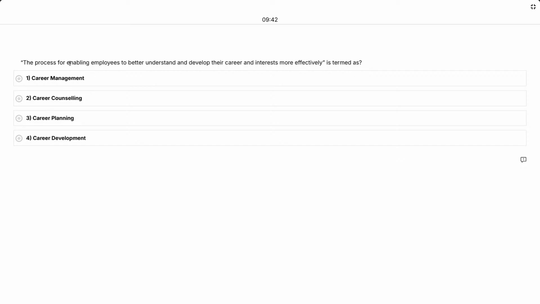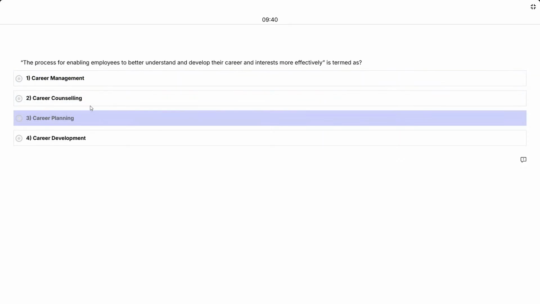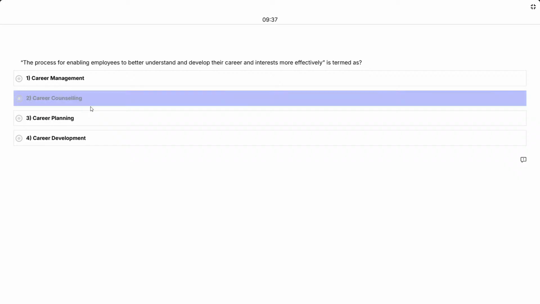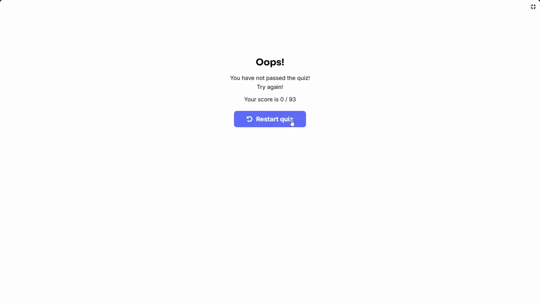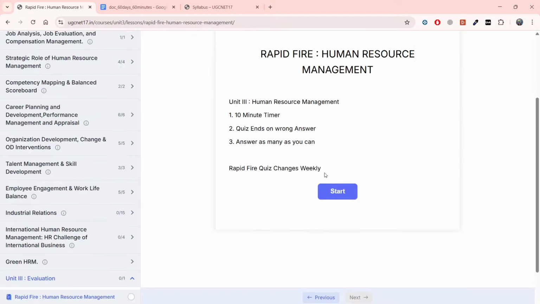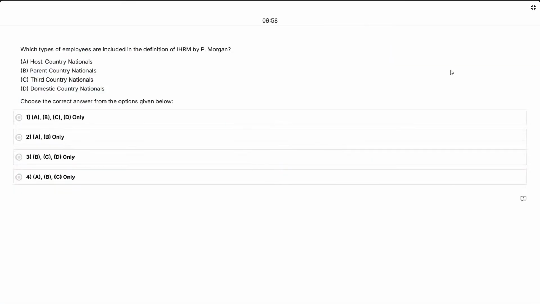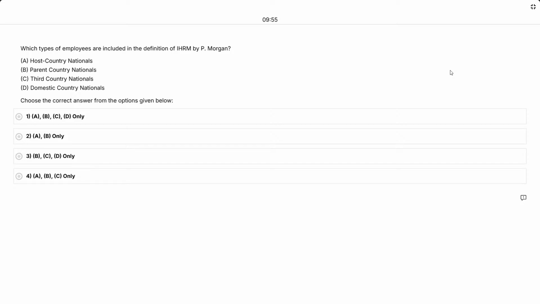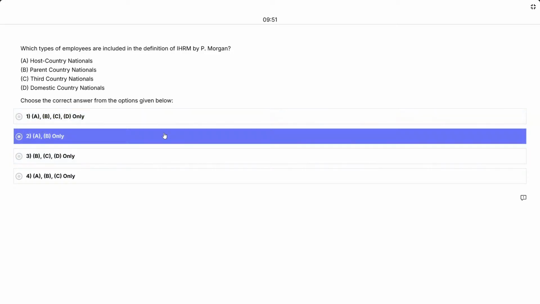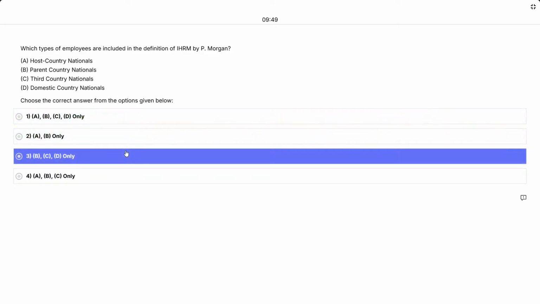Career counseling is not it, career management. Start again. What type of employees are included in the definition of IHRM by P. Morgan? This we do not know, we'll just go by the options.